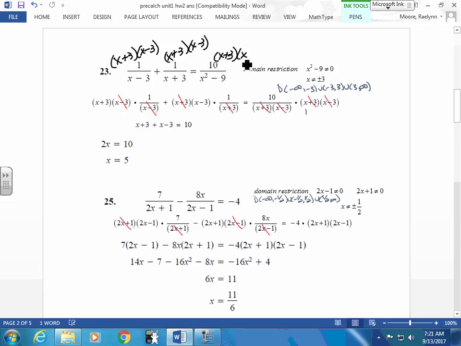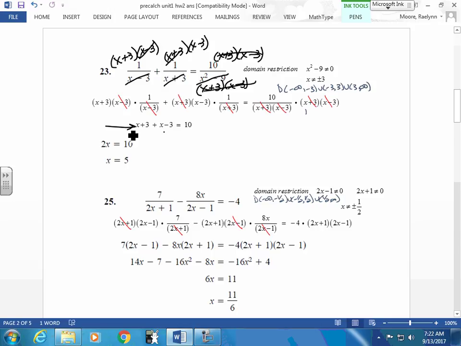Put it on the top. Watch how easy this is. Take out the one that you have. What's left? 1 times this guy. 1 times x plus 3. Take out the one on the top. 1 times x minus 3. These are both there because this is the same set of factors. So it just equals 10. And now you have a nice little equation.